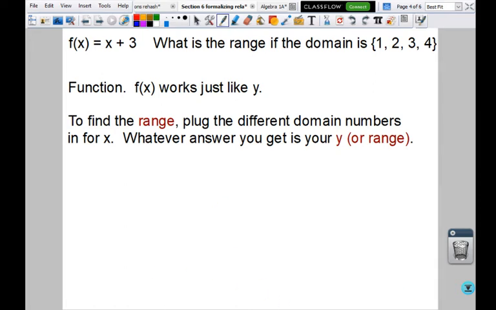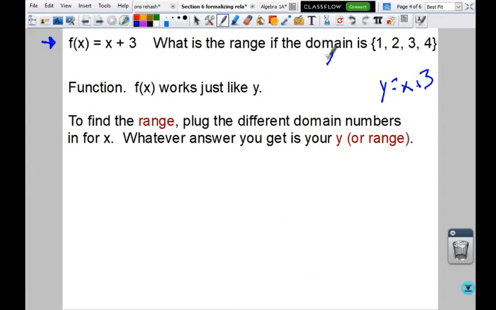You know how last time we've always done y equals x plus 3? That f of x right here and y work exactly the same way, except when you see f of x, that lets you know this is a function, it's kind of special. For every x, there's exactly one y. There's no piggybacking when you graph it. There's no dots above dots. So even though it's f of x, it's going to work exactly like y. What is the range if the domain is 1, 2, 3, and 4? This means we are going to plug these in for our x's.